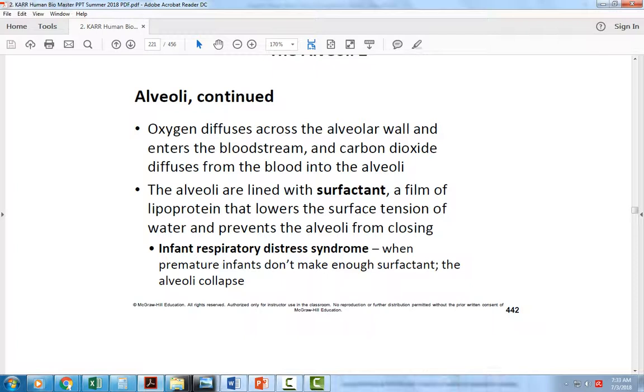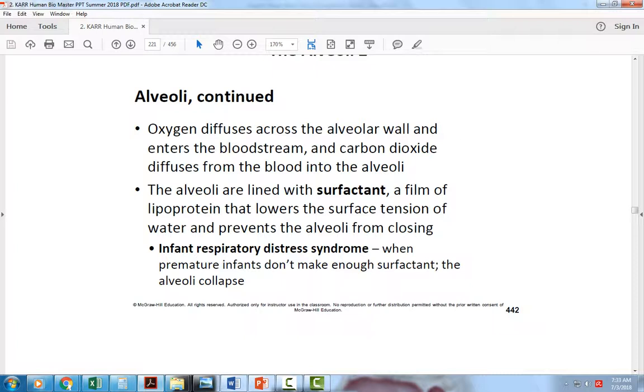And the alveoli are lined with a special substance called surfactant, which keeps the alveoli open because there's water that lines the alveoli, and these really delicate tiny little alveoli would collapse and form a water droplet from those water molecules if we didn't have surfactant.